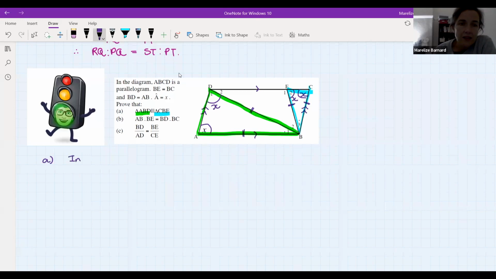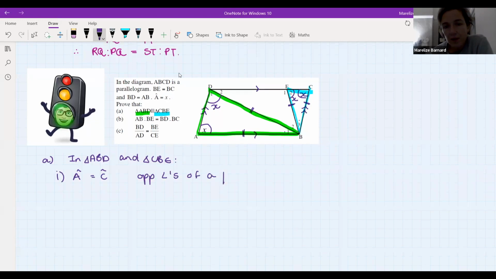So we say in triangle ABD and triangle CBE, the first statement I'm going to make is that angle A is equal to angle C because of opposite angles of a parallelogram. The reason is never properties of a parallelogram, because you need to be specific. Which property are you using?